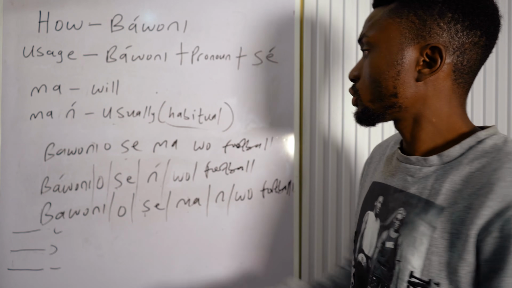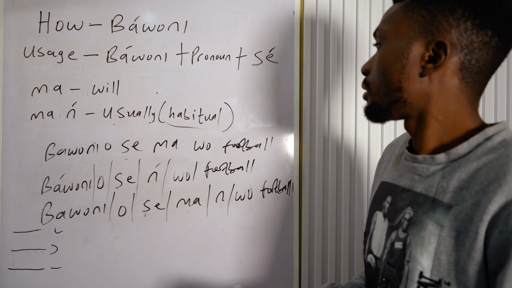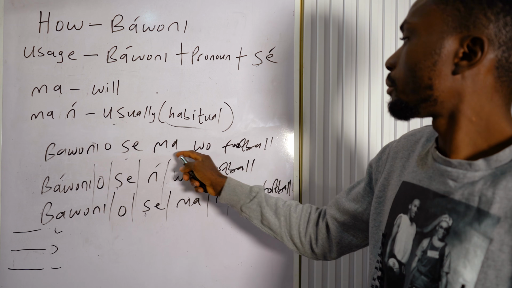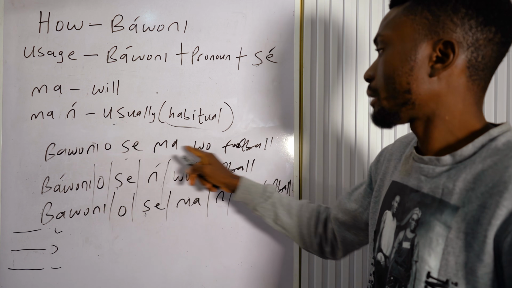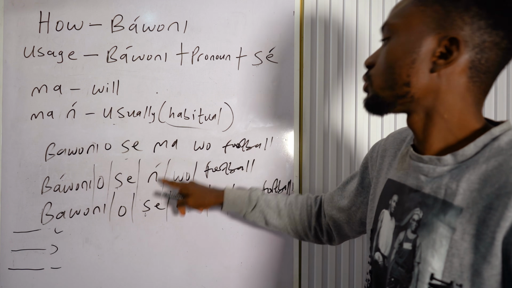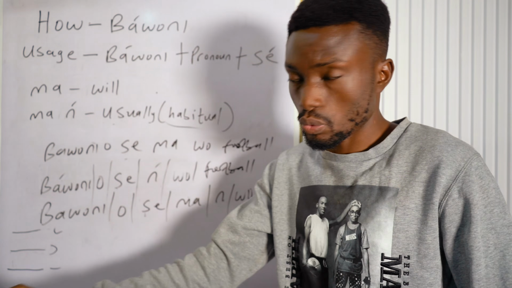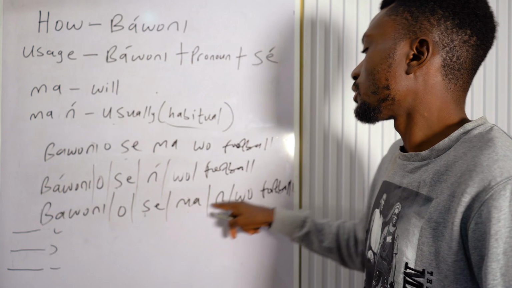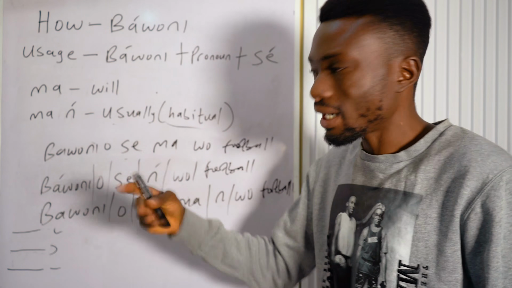And if we want to make more sentences with this, we can say, báwo ni o ṣe máa lọ school? How will you go to school? Báwo ni o ṣe ń lọ school? How are you going to school? Báwo ni o ṣe máa ń lọ school? How do you usually go to school? Or how do you go to school?